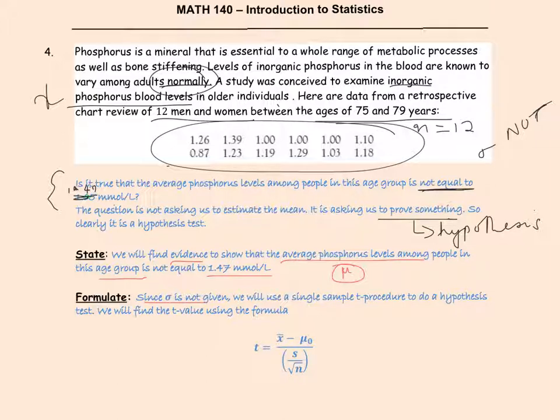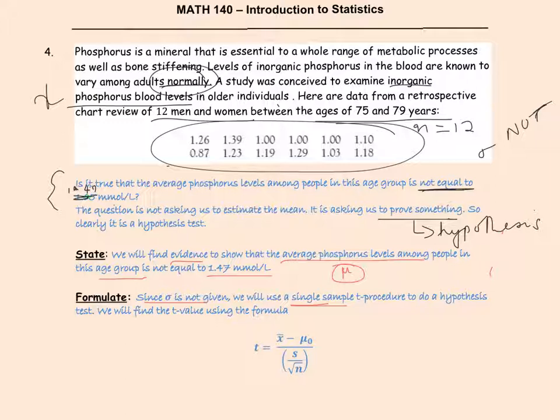Sigma is not given, so we use a single sample T procedure, because there's only one sample here. There's one measurement, and that is given by the 12 numbers that we see in the problem. So sigma is not given, it's a single sample, so it's a single sample T procedure that we're going to use. We do a hypothesis test because we want to prove something.